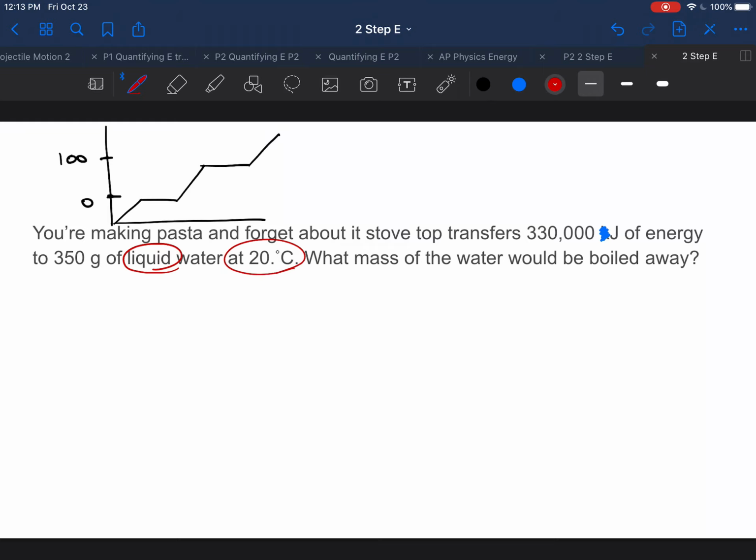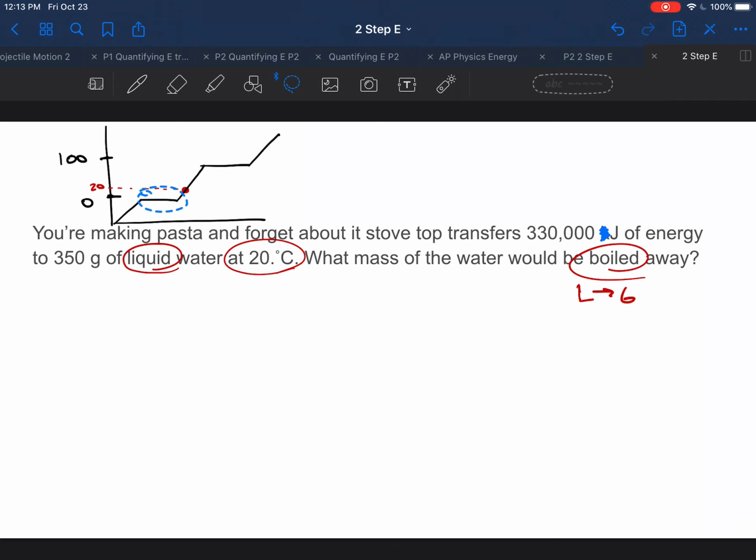Now, I need to figure out where it starts. Well, it starts out as liquid water at 20 degrees Celsius. So 20 degrees Celsius is going to be somewhere over here. And it goes and it's boiled. So boiled is going to be a liquid to gas phase change. So I need to figure out where on this graph a liquid to gas phase change would occur.